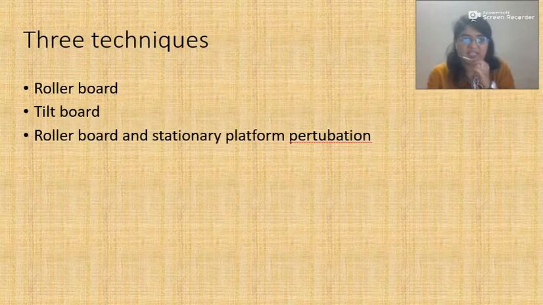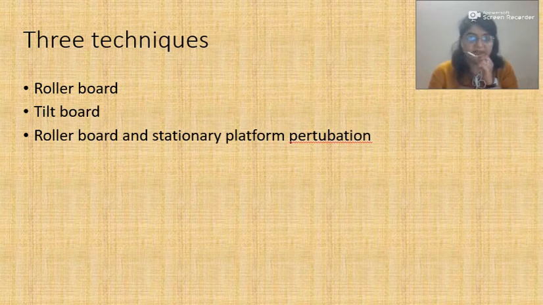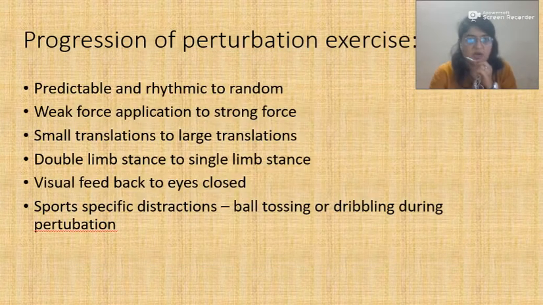So what are the three types of perturbation training? The first is roller board, the second is tilt board, and the final one is roller board and stationary platform perturbation. So these are the three which we just discussed. After doing the perturbation training for a few initial sessions, we have to progress the perturbation training. And how do we progress?